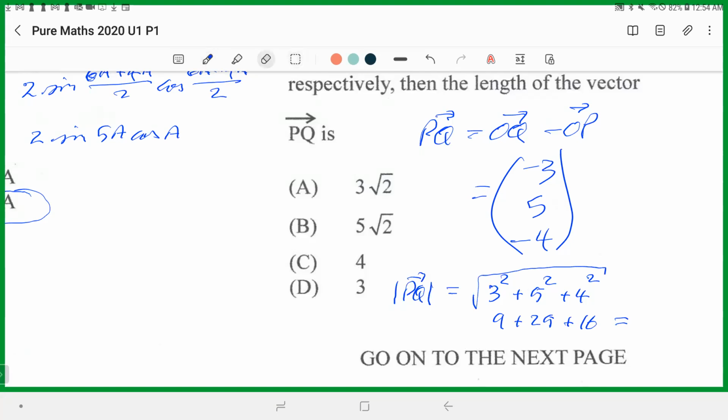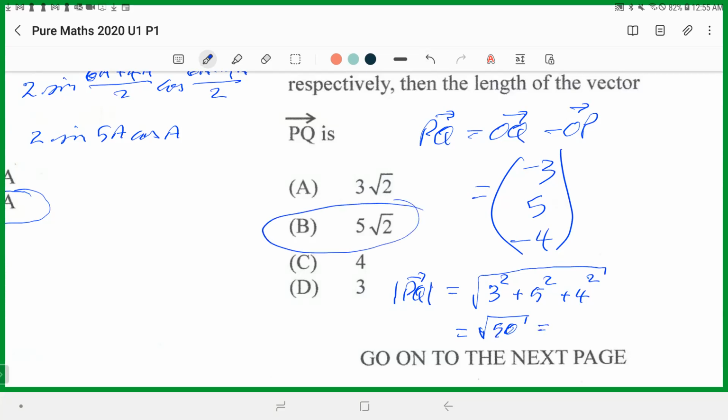So it becomes the square root of what is inside here. What are we putting? 25 and 16 and 9. That's root 50.